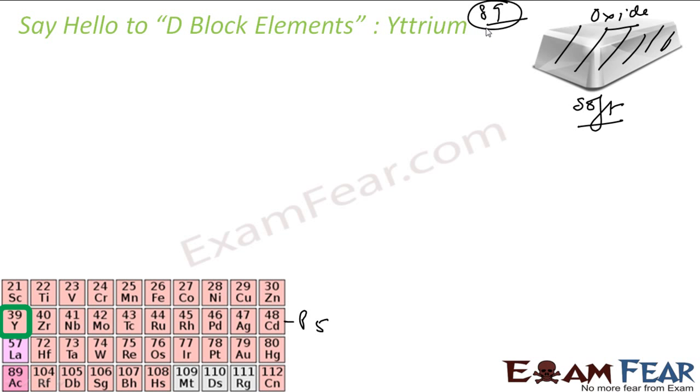This yttrium is named after a town in Sweden, that is Ytterby. This is the name of a town in Sweden where it was found in 1787. It was found pretty early, 1787, and this was found in uranium ores. And this element is named after the town.